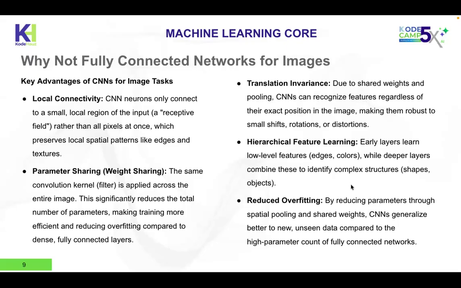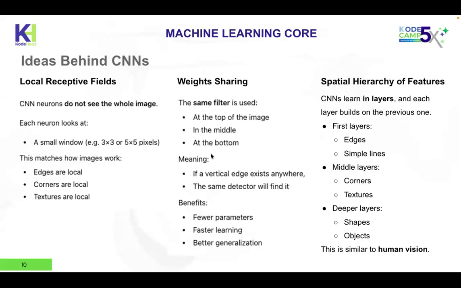So early layers begin to learn low-level features, edges and colors, while deeper layers combine those features that have been extracted from the earlier layers. They combine them and learn more complex features: structures, shapes, objects. And the CNN has less overfitting simply because it has fewer parameters and it generalizes better. So we talked about that.